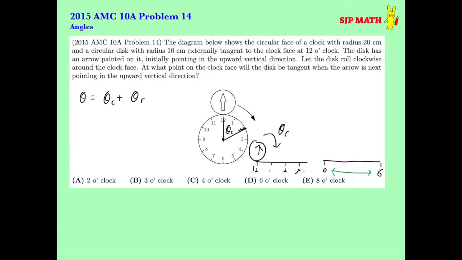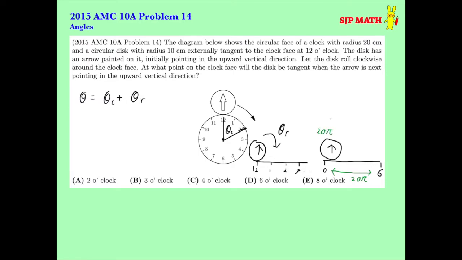So the clock has radius 20 cm, so the circumference would be 2 times 20 times pi, which is 40 pi. So half the circumference would be 20 pi. And then if we draw our disk, the circumference of this is equal to 2 times 10 times pi, which is 20 pi.